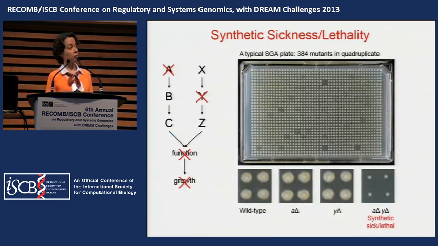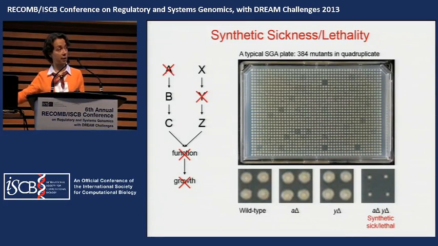Originally, the reason this was developed is to study synthetic sickness or lethality, which is a very simple type of interaction between genes, such that the cell can tolerate the loss of either gene alone, but not both. In general, this corresponds to cases where the two genes buffer for each other and impinge on the same essential biological function. This is how a typical SGA plate looks. You have 384 mutants present in quadruplicate, the four colonies right next to each other, and you're looking for cases where the wild type and the two single mutants are perfectly viable, but the double mutant is not, and that's the case you're interested in.